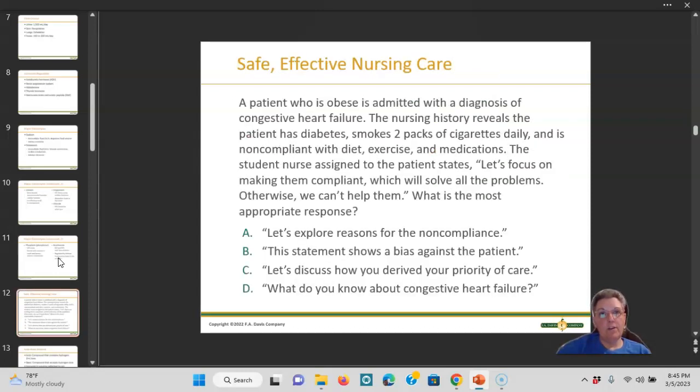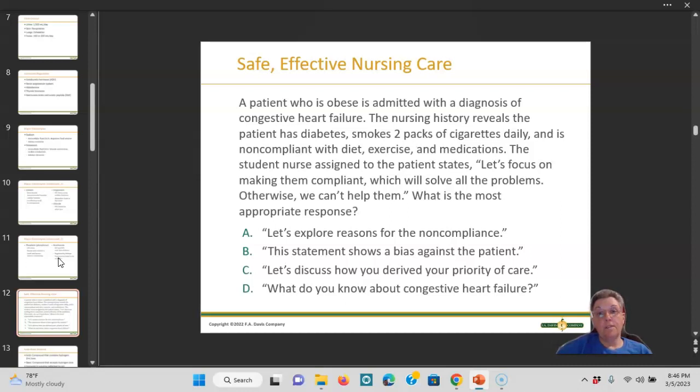So, safe and effective nursing care. A patient who is obese was admitted with a diagnosis of congestive heart failure. The nursing history reveals the patient has diabetes, smokes 2 packs of cigarettes daily, and is non-compliant with diet, exercise, and medication. The student nurse assigned to the patient states, "Let's focus on making them compliant, which will solve all the problems. Otherwise, we can't help them." What is the most appropriate response?